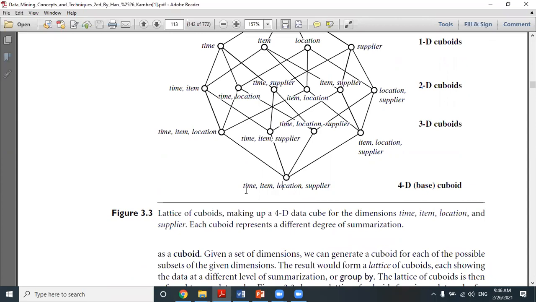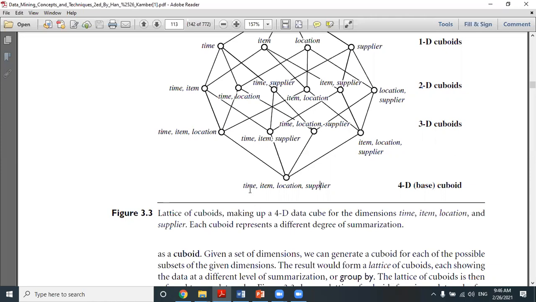Now this will be divided into a number of nodes. How many nodes will be created? Because of the number of unique combinations we can perform on these 4 dimensions, that number of nodes will be created in the next level of the lattice.